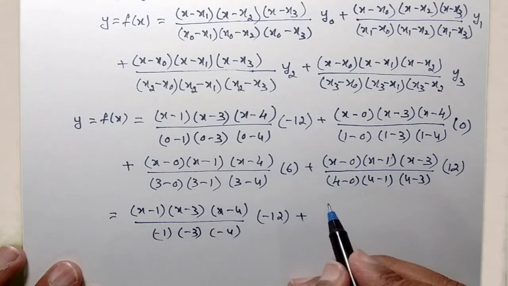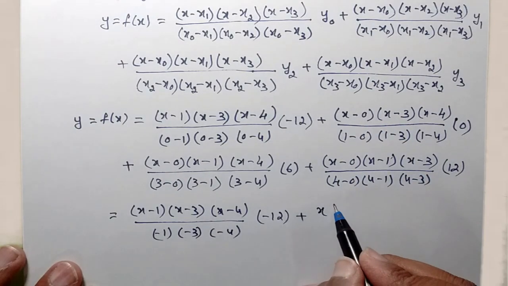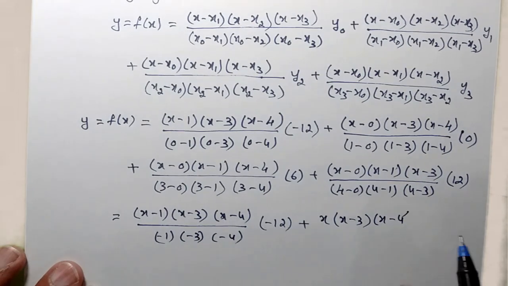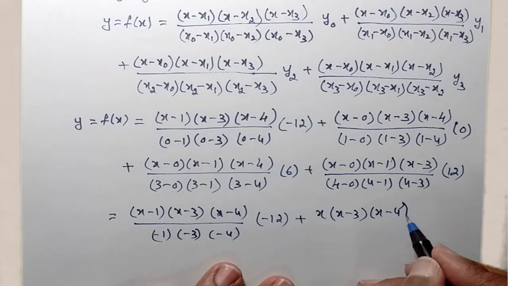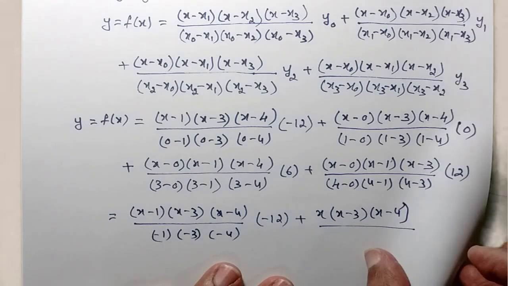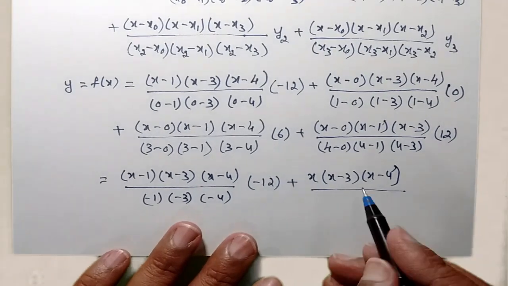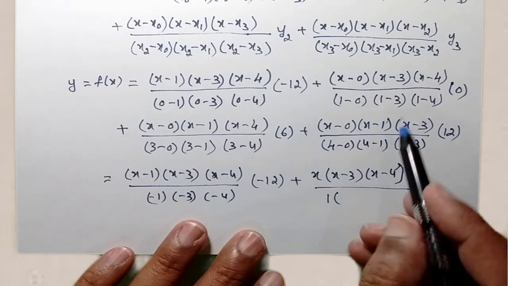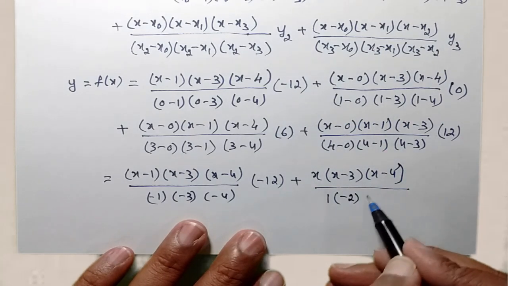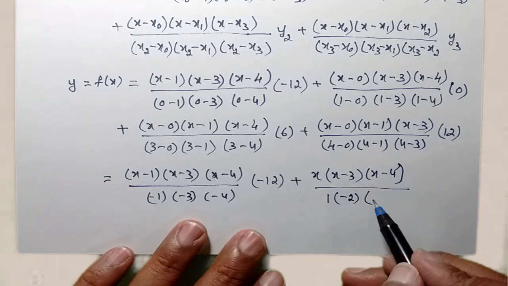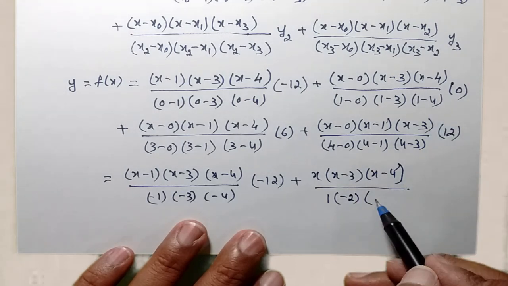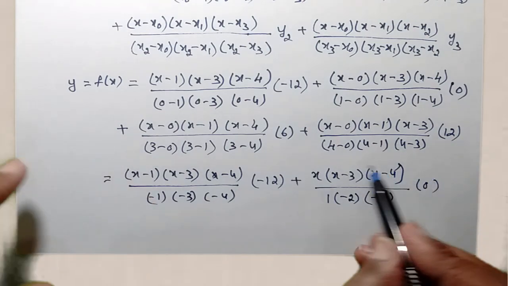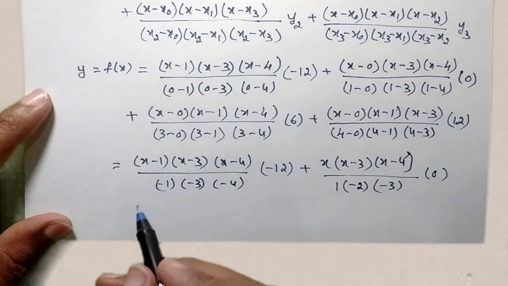Plus here x minus 0 will be x itself, into x minus 3 into x minus 4, whole divided by the denominator value. It is 1 here, 1 minus 3 will be minus 2, 1 minus 4 will be minus 3. However, this is multiplied by 0, and 0 into anything will be 0. This entire term will be 0.